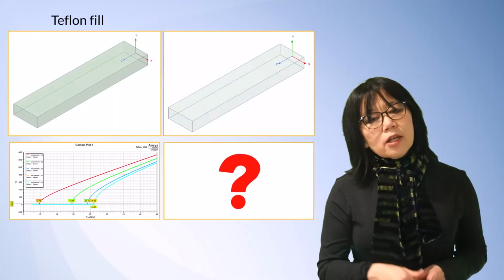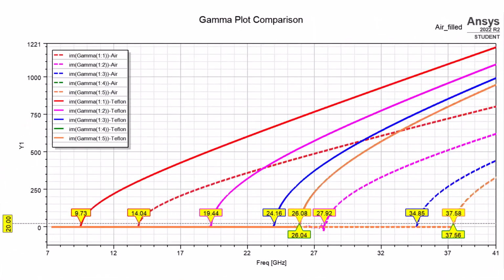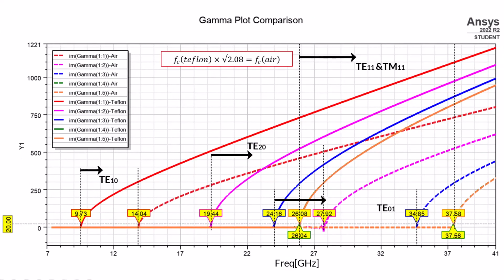So here's the rectangular plot of the phase constants of both the cases, and the cutoff frequencies of the empty waveguide are shifted to the higher side by a factor of the square root of the relative permittivity of Teflon.